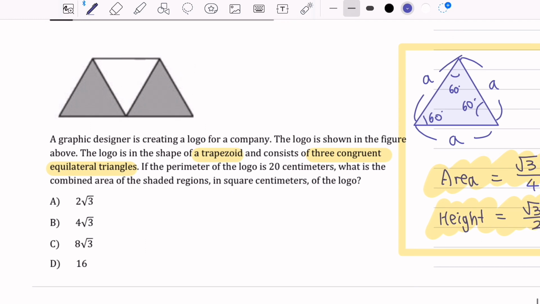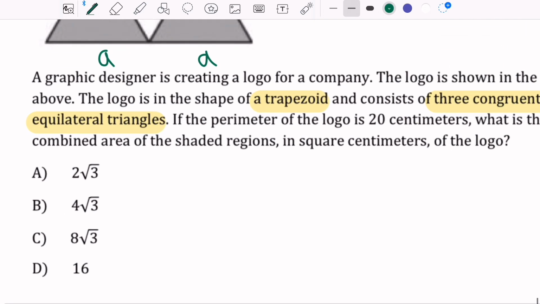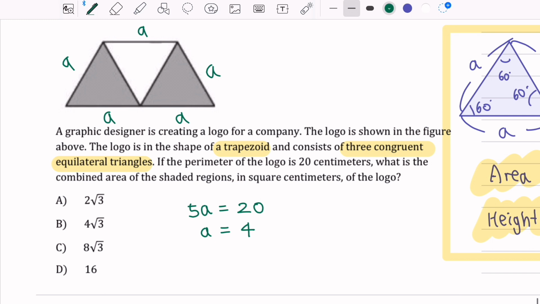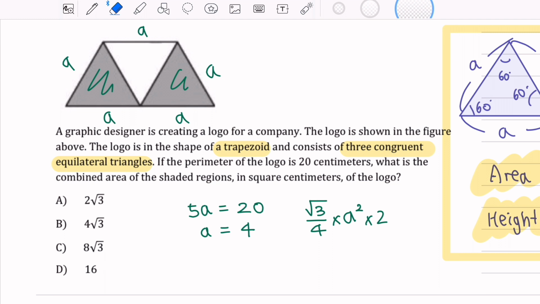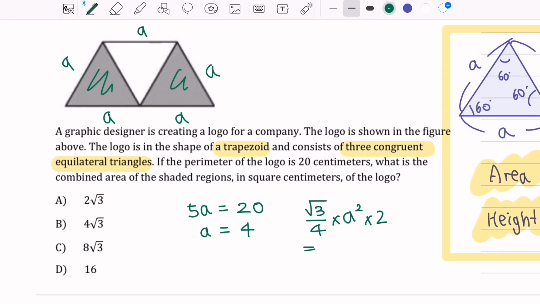So the perimeter has 5a, so 5a equals 20, which means one side is 4. And the shaded area would be root 3 over 4 times a squared times 2, because there are 2 shaded triangles. So it would be root 3 over 2 times 16. It would be 8 root 3. So it would be C.